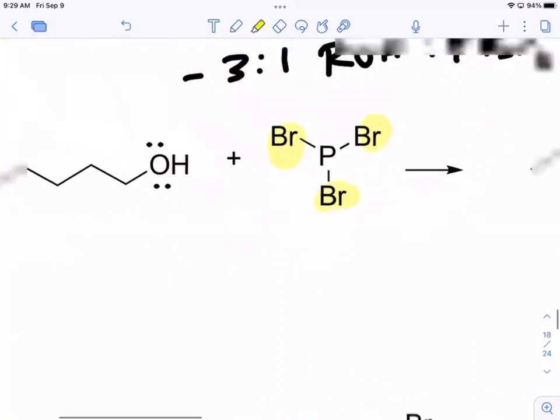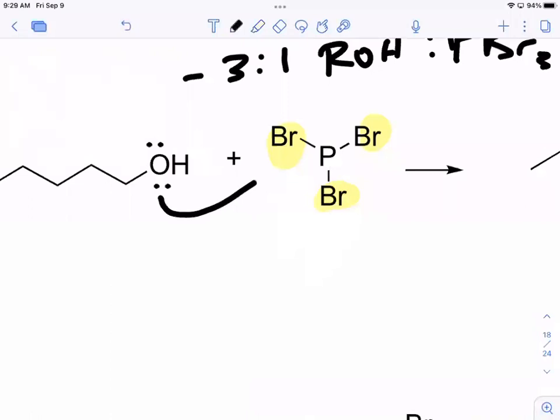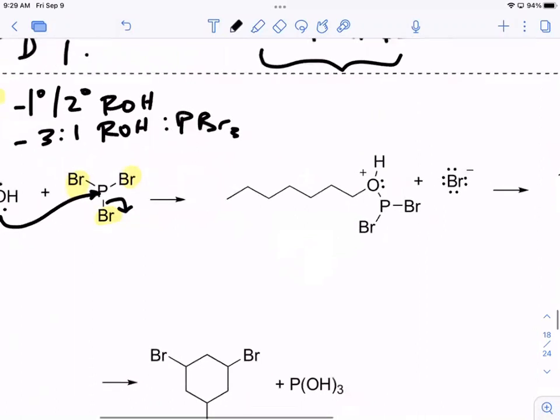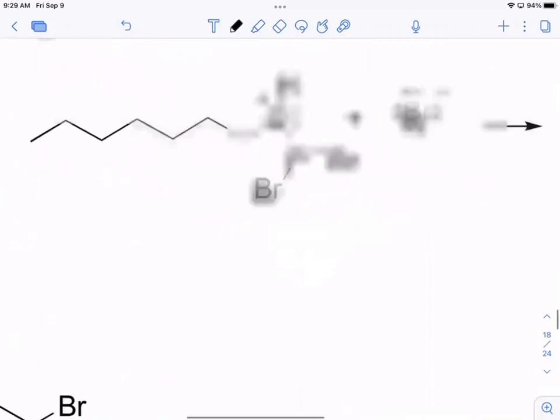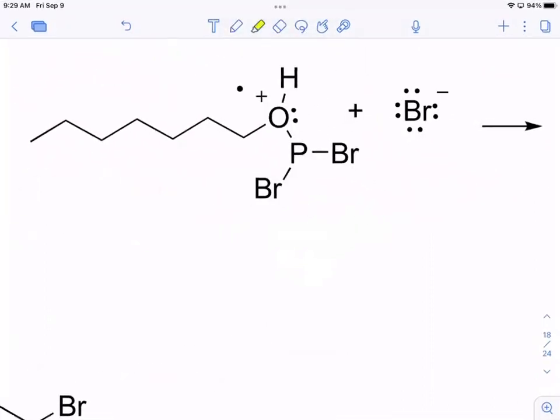Again, one of those bromines is eventually going to become my nucleophile to replace the leaving group. So the first step is this is going to attack here and you're going to lose a bromine. That's how we get to this second step. Now this is my leaving group. This is what I want to get rid of.